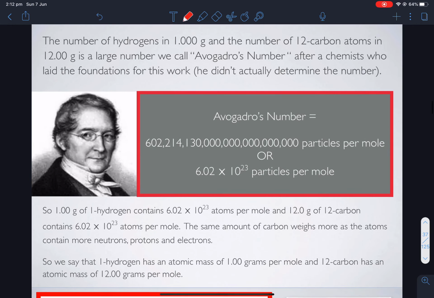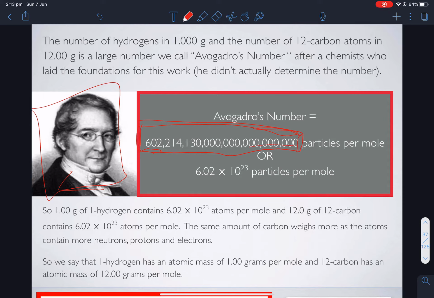So the number of hydrogen atoms in 1.00 grams, and the number of carbon-12 atoms in 12 grams, is a number we call Avogadro's number, after this guy here, for his work, although he didn't actually find the number. And this number turns out to be this very, very long number. There's a lot of atoms in 12 grams of carbon, isn't there?